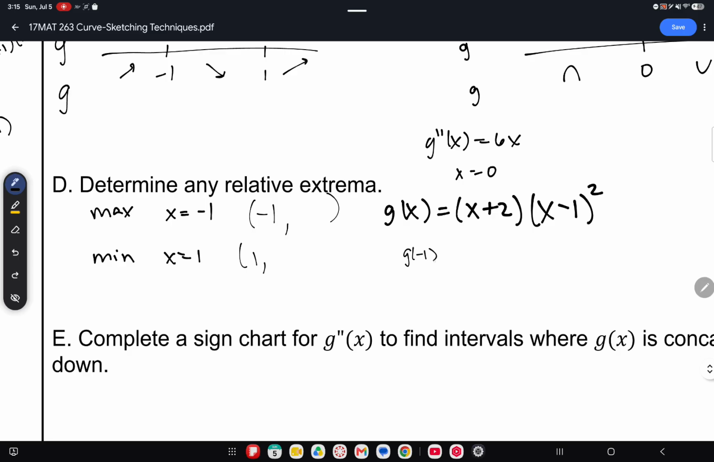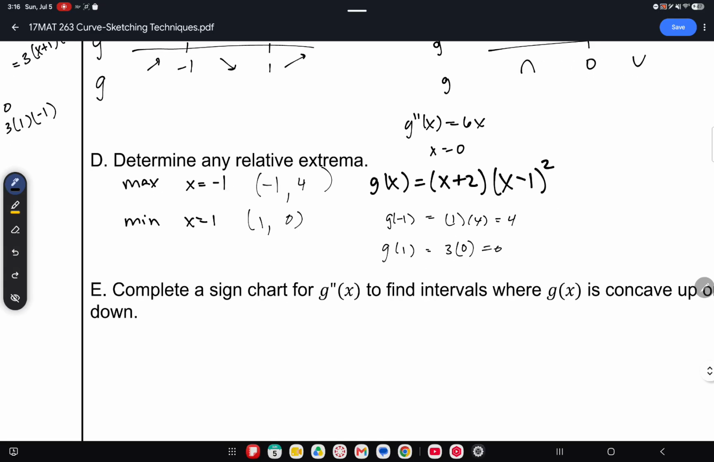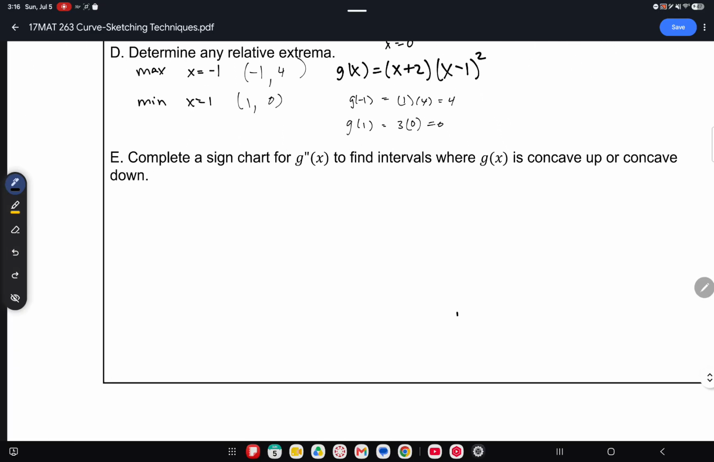So if I do -1, I get 1, and -1 minus 1 is -2, squared is 4. And then if I plug in +1, I'll probably get the same thing. Just kidding. Don't know why I said that. 1 plus 2 is 3. And then 1 minus 1 is 0. 3 times 0 is 0. Which this should not come as a surprise based off what I already have. So let's just go ahead and plug these in. So -1, 4, and 1, 0.